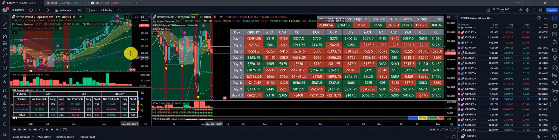British pound, Japanese yen, on the weekly is inside the dragon, the daily is below the dragon, and we have significant crowding out on the long side for the British pound, Japanese yen.